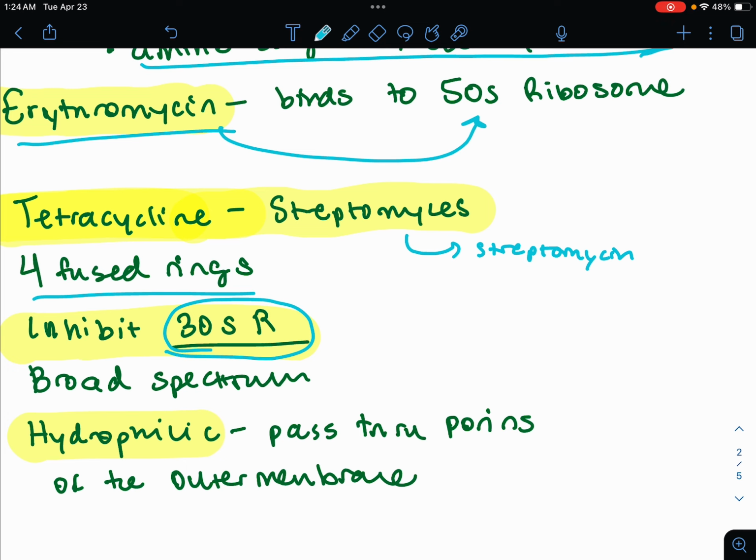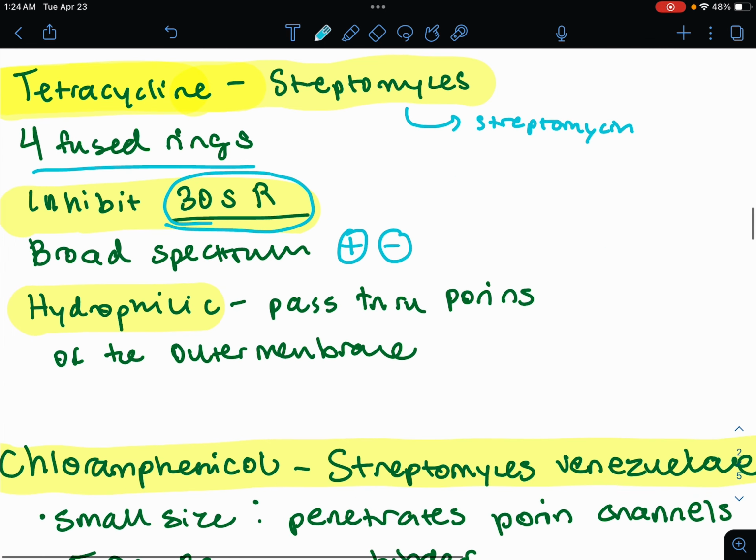These are broad spectrum because they work against gram-positive and gram-negative species. They're also hydrophilic, so they pass through the porin channels of the outer membrane in gram-negative bacteria.